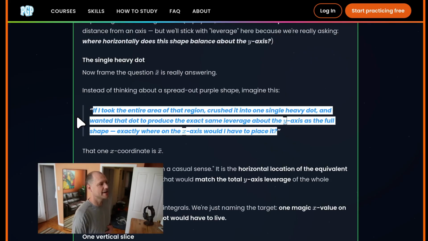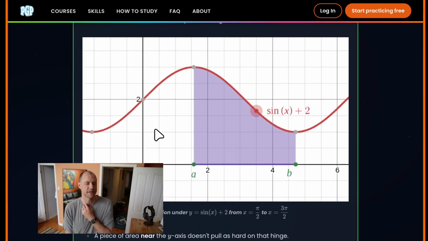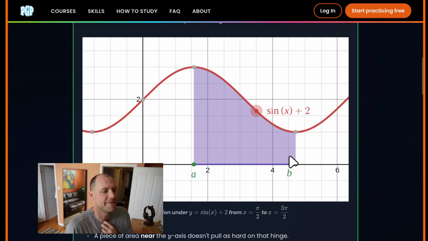If I took the entire area of that region, crushed it into one single heavy dot, and wanted that dot to produce the exact same leverage about the y-axis as the full shape, exactly where on the x-axis would I have to place it? That's what we're going to talk about now: squishing this whole purple area down into one dot and finding a place between A and B to put that dot so that it would have the exact same leverage as the original shape.